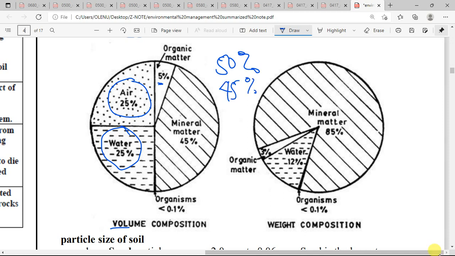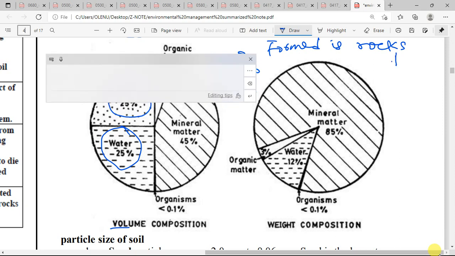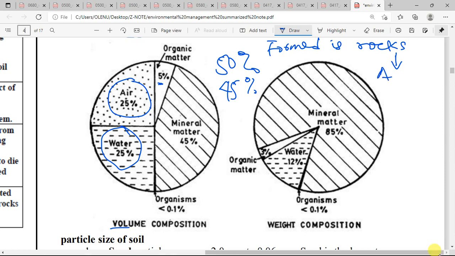Now, you should know that soil is usually formed from rocks. So soil is formed from rocks. And remember, when we're looking at rocks, I say rock is an aggregate. Rock is an aggregate of minerals. What that means is rock is a combination of minerals. So if the soil is made when rocks are weathered, eroded, and deposited over a long period of time, you find out that the mineral component of the soil is usually higher than any other component that makes up the soil. Now, that's based on volume.